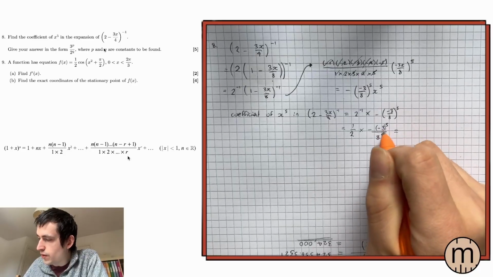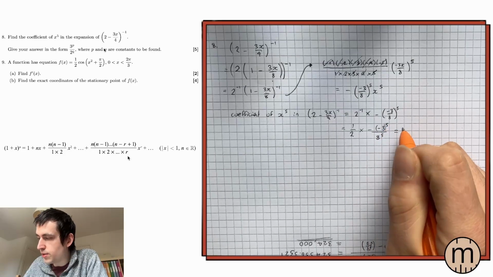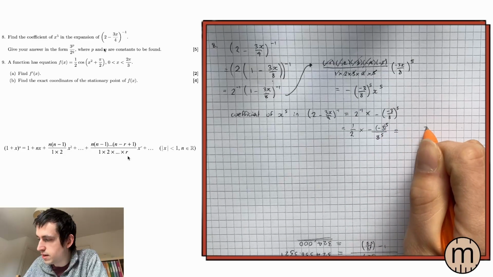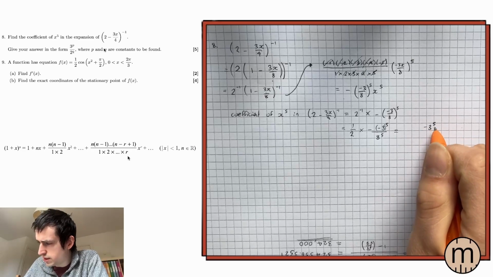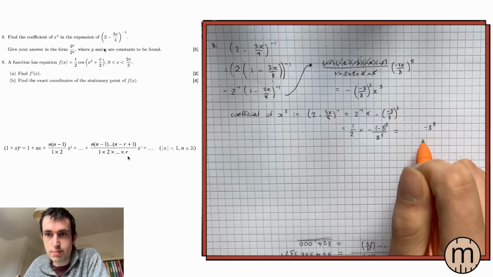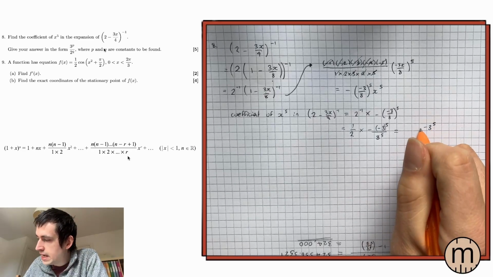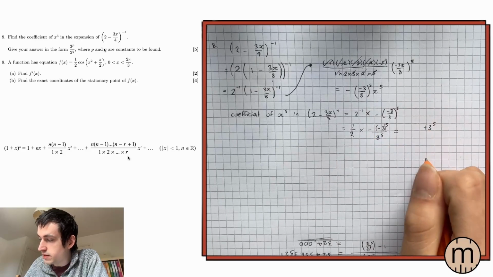But I know that because it's minus 3 to an odd power, it's going to be the same as minus 3 to the same power. I know that sounds exactly the same, but without the brackets. The minus at the front here turns that into a positive.